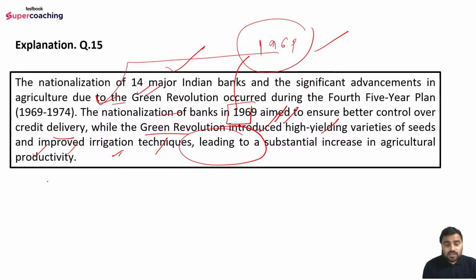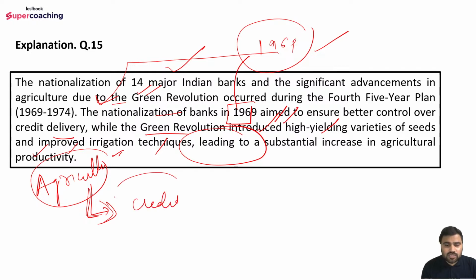Suppose you know very well that the agriculture sector is very vulnerable, right? And banks are reluctant to give credit to the agriculture sector. Why? Because they have basically a mindset that farmers may make a default, right, in order to repay the loan?